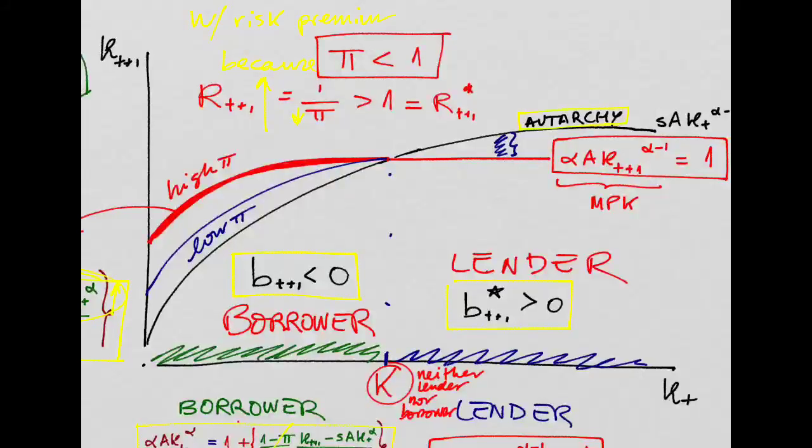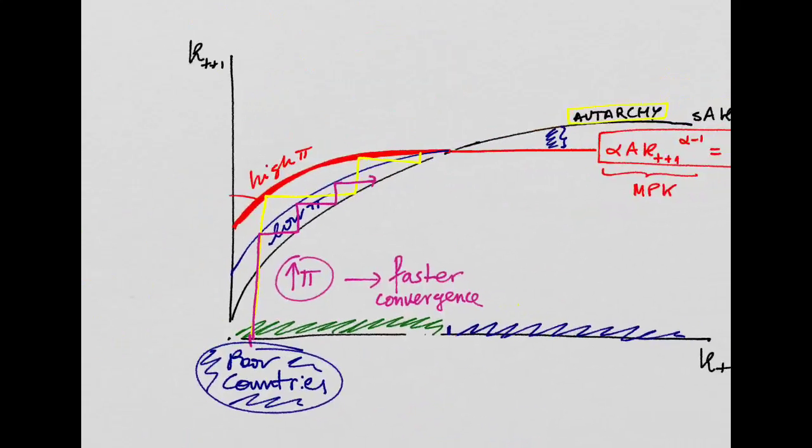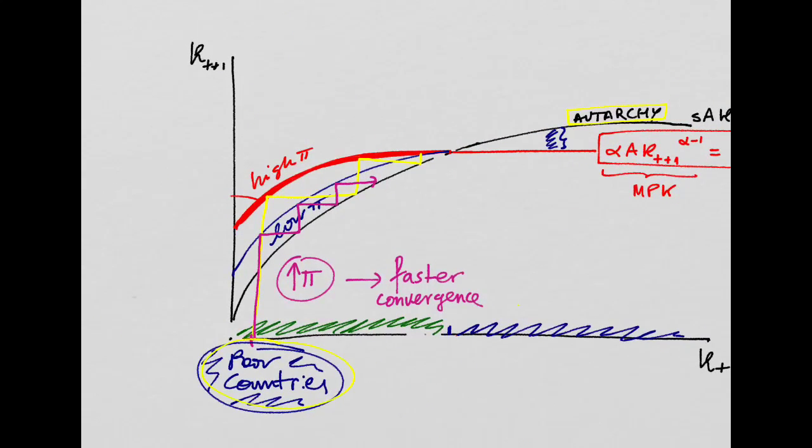So after opening up, this is how the new law of motion would look like. If you have a lower risk premium because your institutions are good, you will be growing more if you open up. And if you are poor but you have really bad institutions and you open up, well, you will grow less because the risk premium that they will be charging you will be higher. So in this picture, you can see that if you're a poor country and you open up, you will grow much slower if your institutions are bad, and if your institutions are good, if pi is high, the convergence will be much faster.